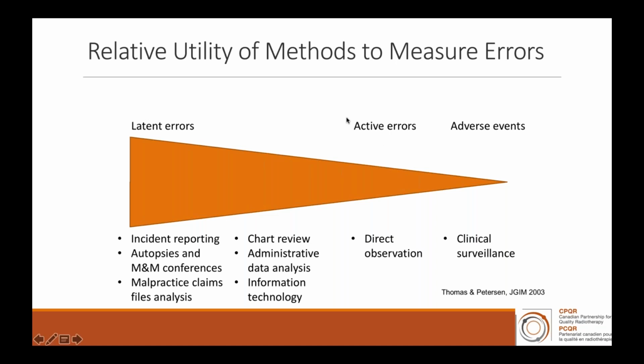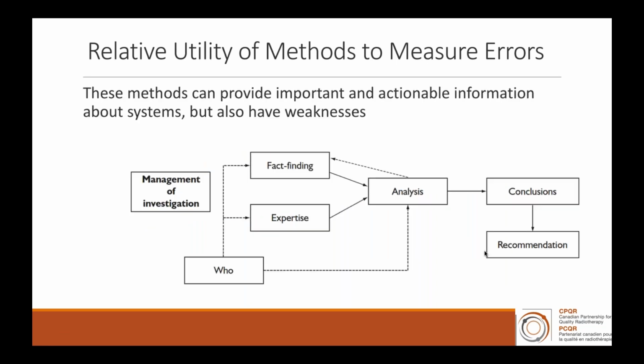And as I mentioned before, active errors are best detected and measured and analyzed by direct observation. And adverse events include clinical surveillance in the sense that these need to be managed medically because the patient has been harmed to some extent. So these methods can provide important and actionable information about our systems, but they also have weakness. So no one is perfect.